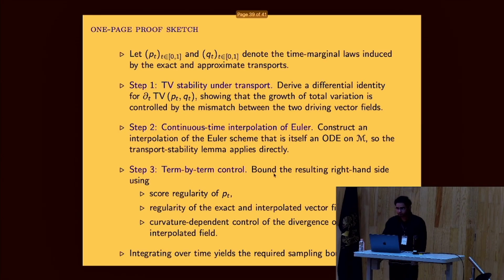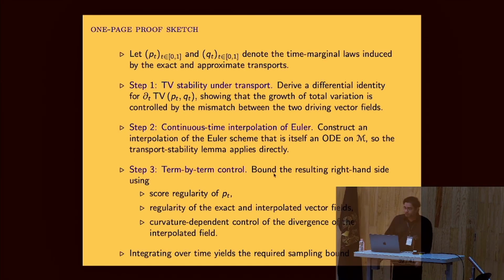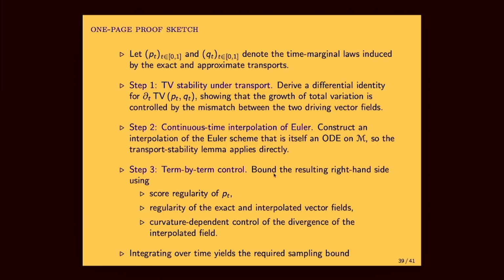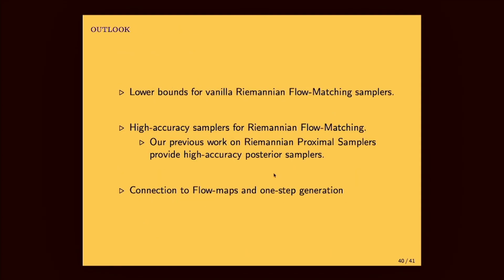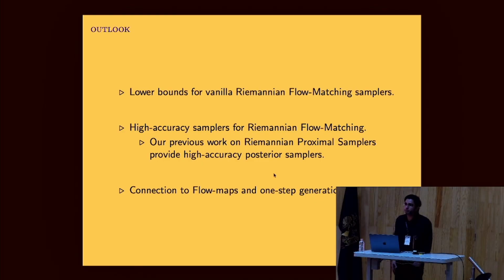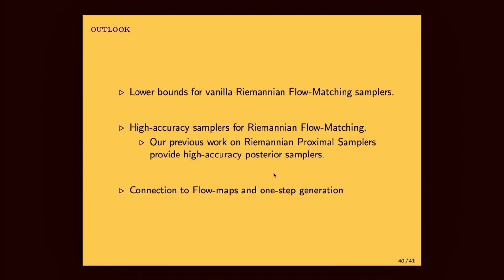All right, in the interest of time, perhaps I will skip this proof sketch a little bit, but I'll be happy to talk about this over tea or coffee. And just one outlook before I conclude the talk: some interesting open problems here are to develop lower bounds for these vanilla Riemannian flow matching samplers and see how good these upper bounds are. If they are not good, sharpen them and things like that.